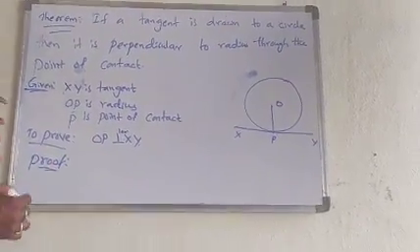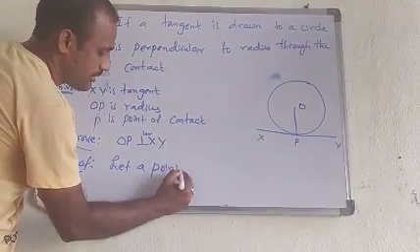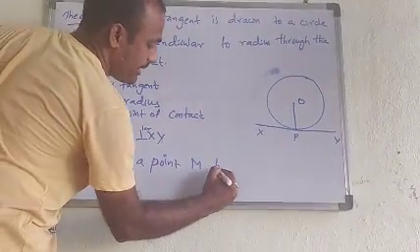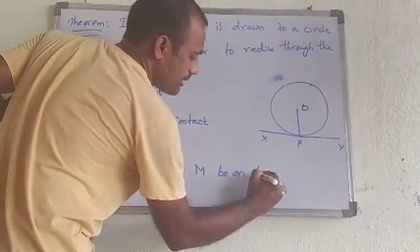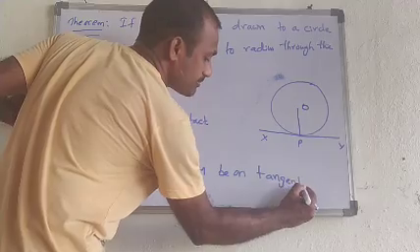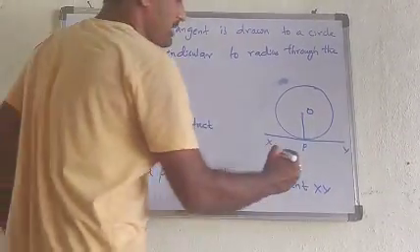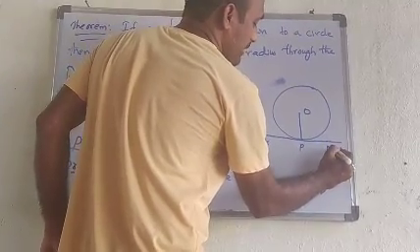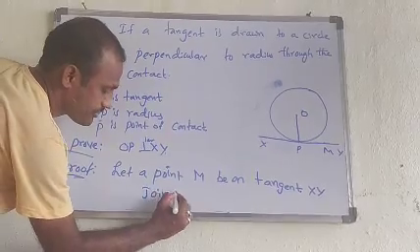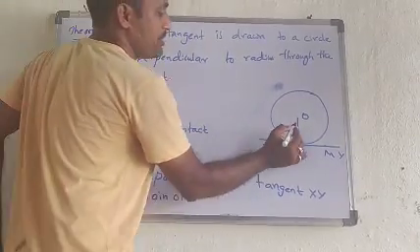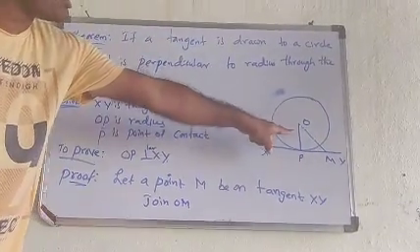So while proving, let a point M be on tangent XY. Let M be the point on tangent XY. So let us suppose this is the point M. So join OM. Let me join OM here. While joining, I am joining with dotted lines.